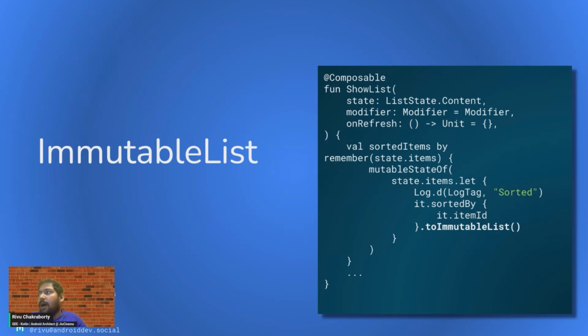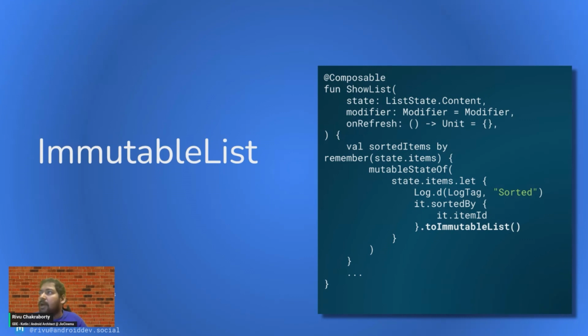So here we are. This is again the same code where I showed how to use remember. Here you can see two immutable lists, right? What it does is convert this list to an immutable list, which is a separate structure altogether, right? And it cannot be cast to a mutable list.